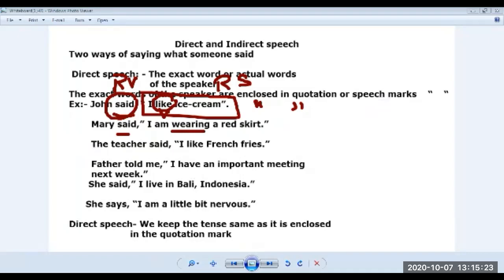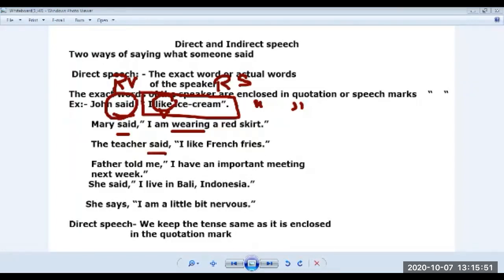Now, the teacher said, "I like French fries." What verb have I used here? Which is the reported verb? Like? No, reported verb I said. Please remember, said. I am going to use this word very often, so you have to be confident. I will use this term quite many times. Reported verb is said. Very good.